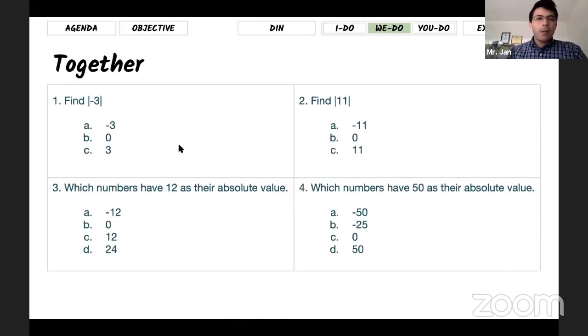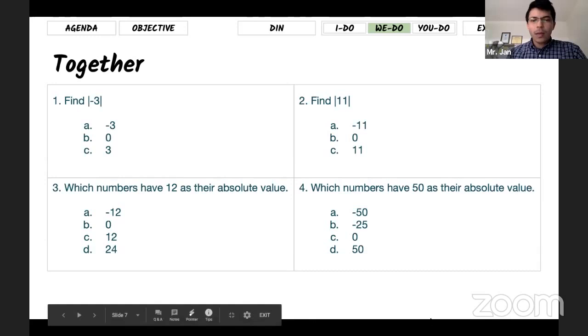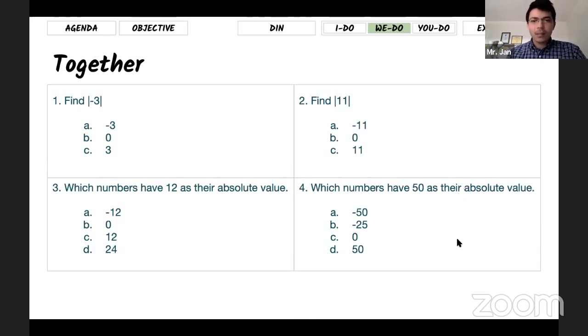Okay, so for question number 1, what do you think the absolute value of -3 is? You can write it down in the chat. Let me see. Yes, you're the first one. Okay, second question. What do you think the absolute value of 11 is?